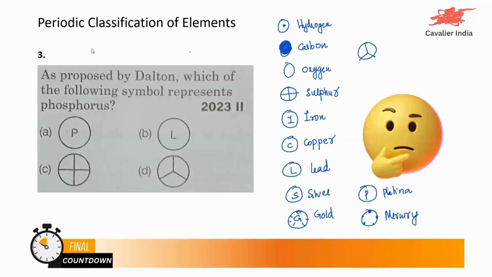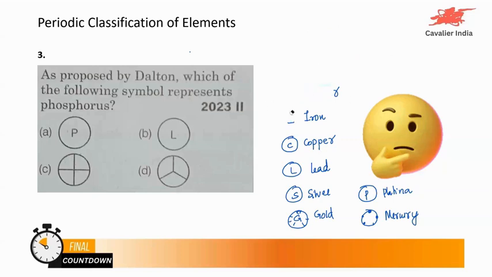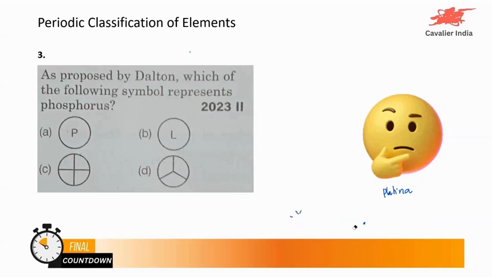Any doubt? Okay, who suggested these symbols? These symbols were suggested by Dalton. According to Dalton, the various symbols suggested for the elements are like this. And who introduced the alphabetical symbols, alphabets representing elements? That is John Jacob Berzelius. Clear? Okay.